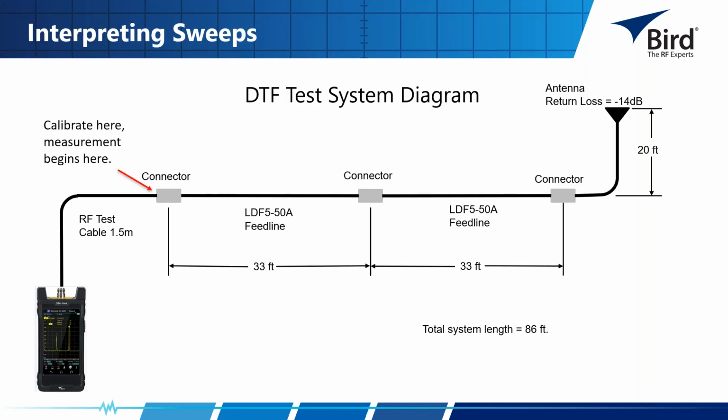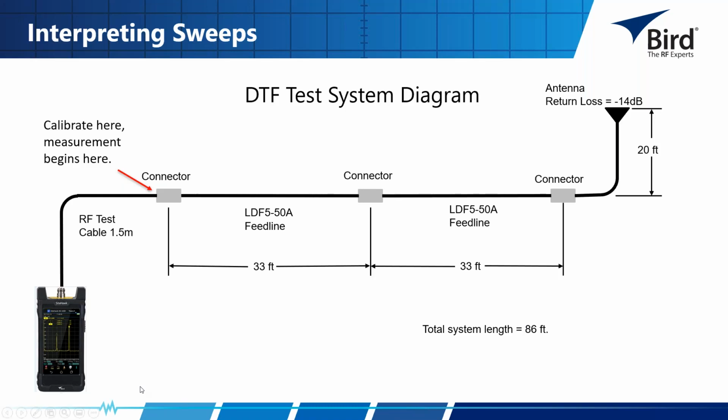So here we have a test system diagram. I have my analyzer out here to the left. I have my RF test cable. Here's a connector, 33 foot of cable. They're joined together by a connector, another 33 foot of cable, a connector to the antenna with about 20 feet of coax. Total system length is 86 feet.